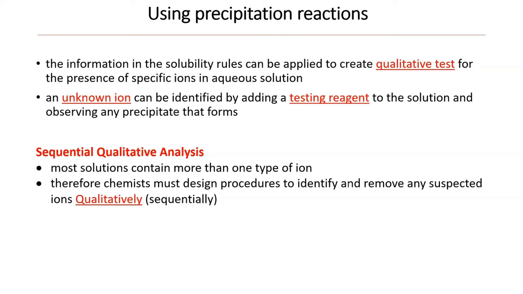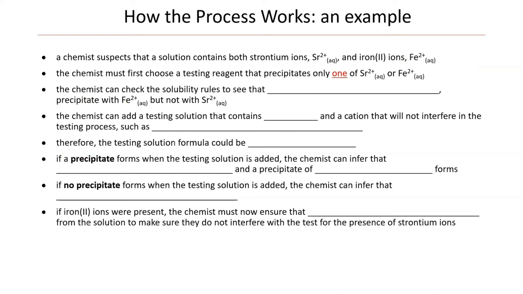To do this, we would add what's called a testing reagent. This testing reagent would be something that causes only one of the possible ions to precipitate out. So for example, if we had a solution that potentially had both strontium ions and iron 2 ions, and we wanted to distinguish, we would first have to add something to it that would cause it to precipitate out. We want to add an anion to it because we know that these metal ions, which are positively charged, will join with the anion to form a precipitate.